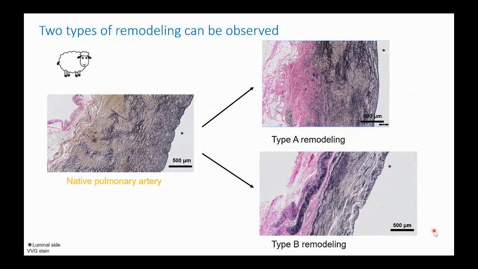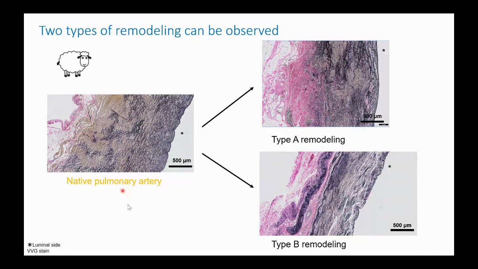And here are some results, where on the left you can see a native pulmonary artery, so before anything happened to that artery. And then on the right, the remodeled pulmonary autograft after 6 months. And this is a Verhoeff-van Gieson staining. So pink shows the collagen, darker purple shows elastin.